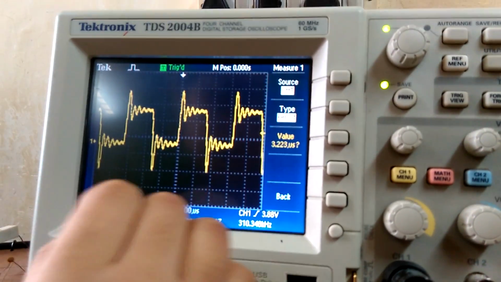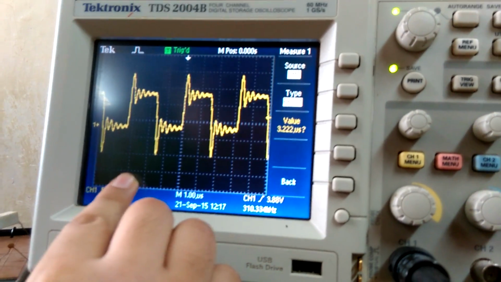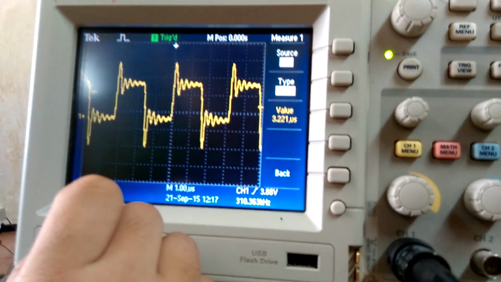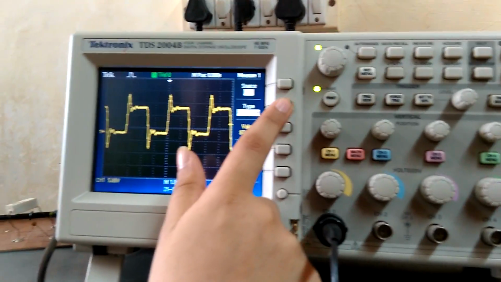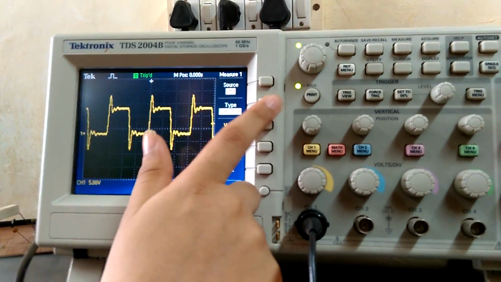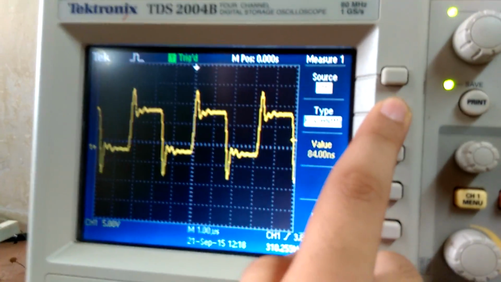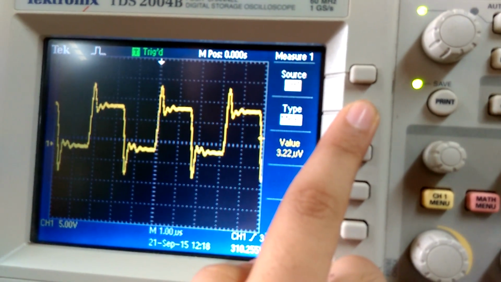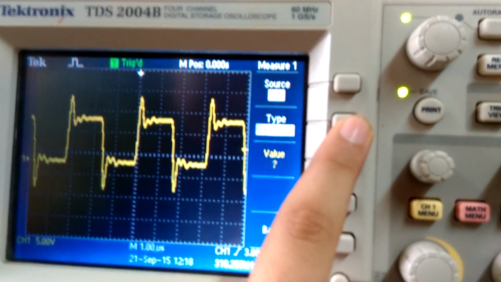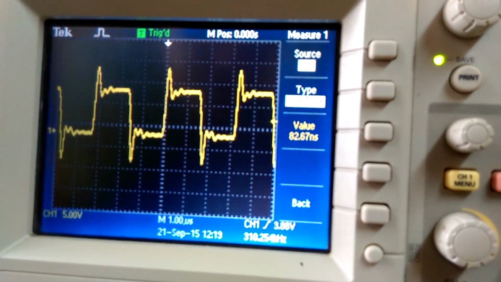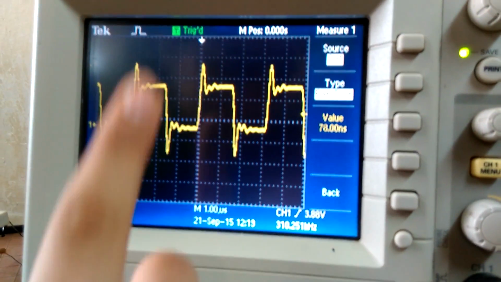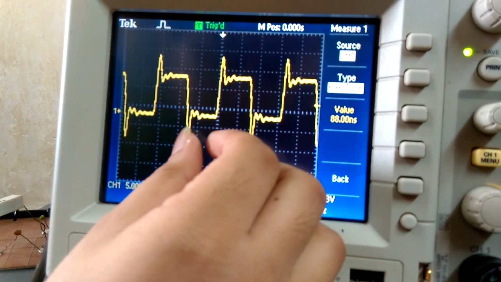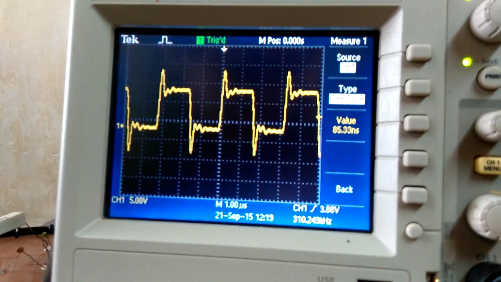Since this is a DSO, we can get the rise time directly. Just press the second button. You can get the rise time using the DSO directly. Or you can calculate the number of blocks, since rise time is from 10 to 90%, multiplied by time per block, for the CRO.